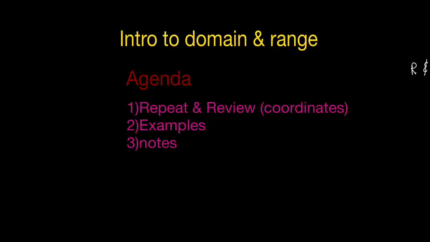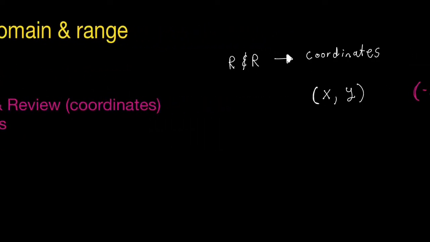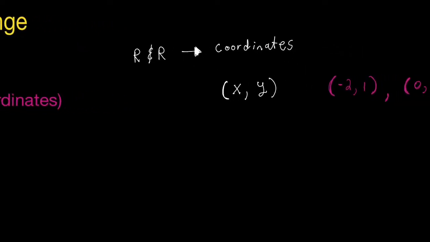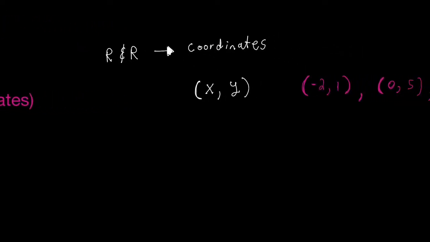Hello, in this video I will be introducing the concept of domain and range, and I want to begin by reviewing the notation of a coordinate, so let's jump to it. So basically, when you have a coordinate, you have a number representing your x and a number representing your y. The first value is your x value. Your second value is your y value.